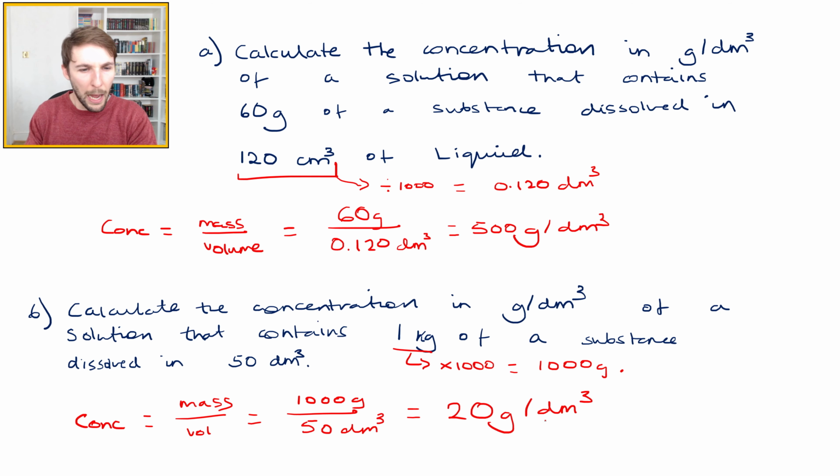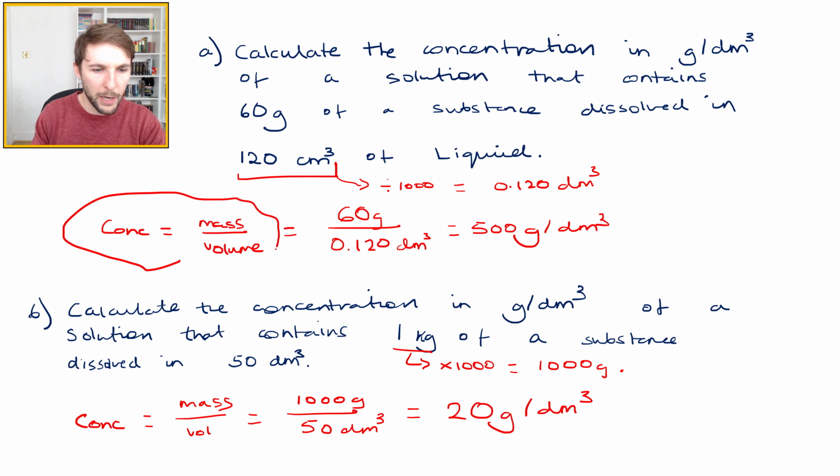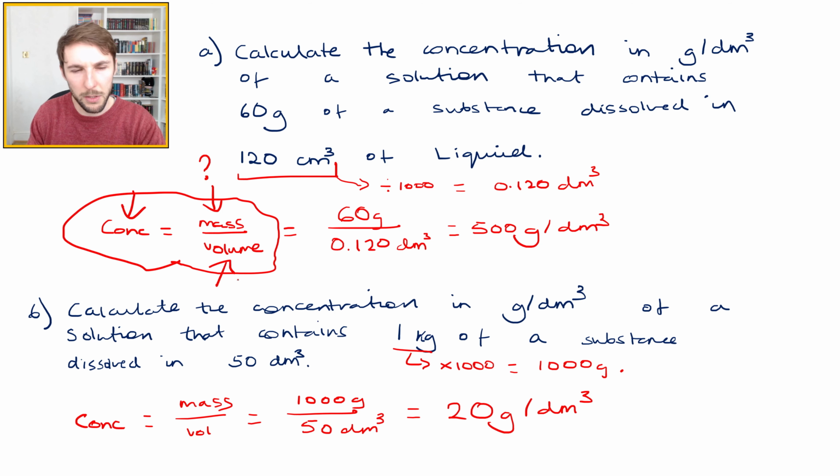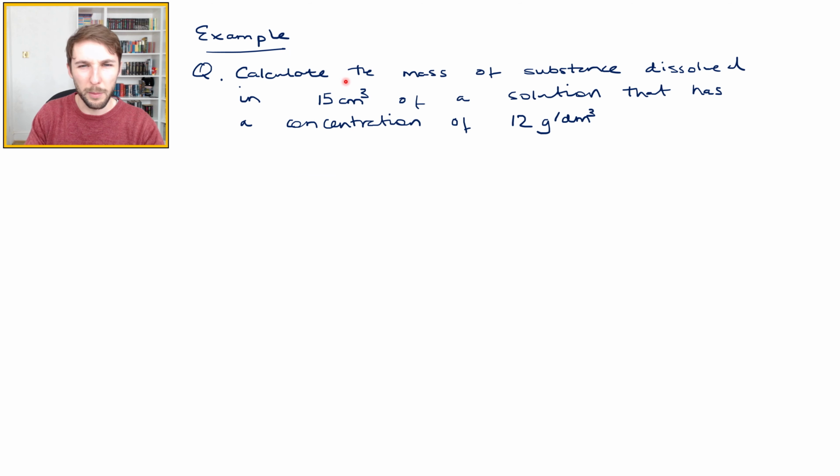So nice and simple. What we're going to do now is take this equation, and I'm actually going to give you the concentration and the volume, and what you're going to do is calculate the mass of substance dissolved. So I'll do one of these as a work through and then give you some more problems. We're on B at the moment, so the next question will be C. In this example problem, it's asking us to calculate the mass of substance dissolved in 15 cubic centimetres of a solution that has a concentration of 12 grams per cubic decimeter.